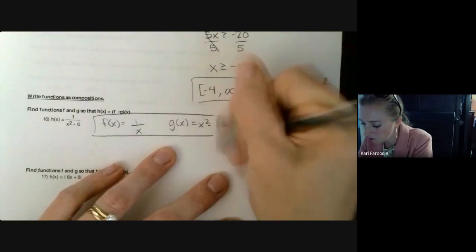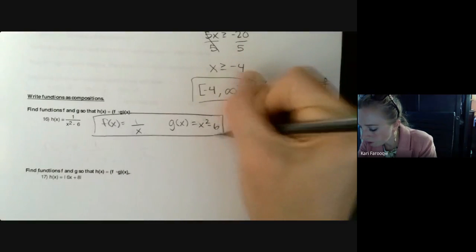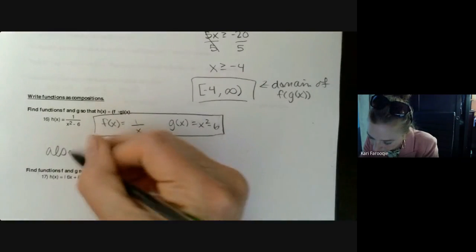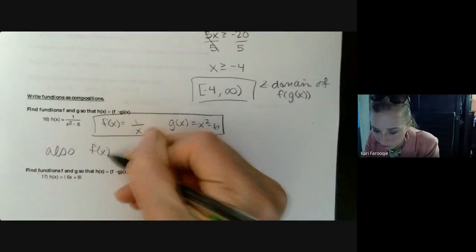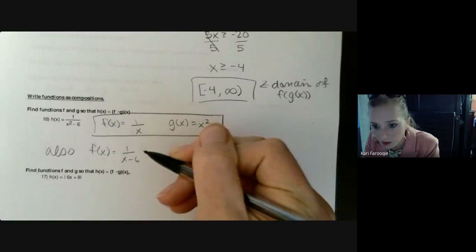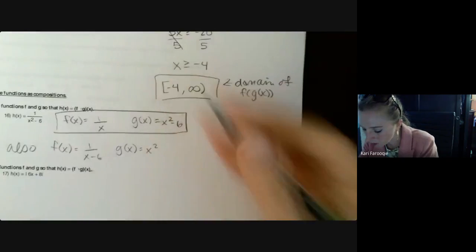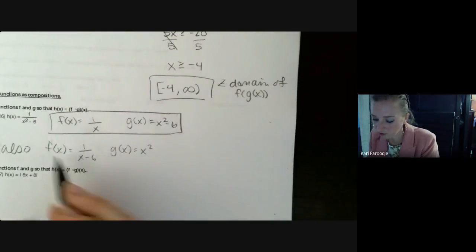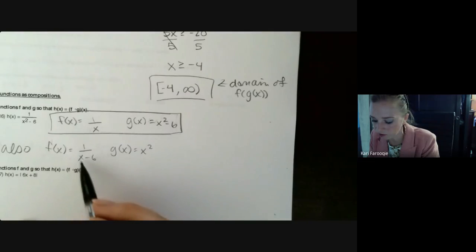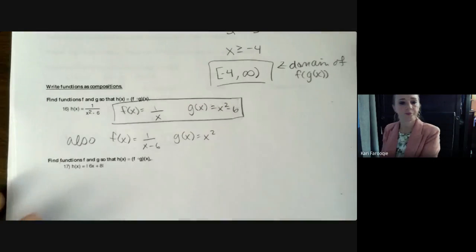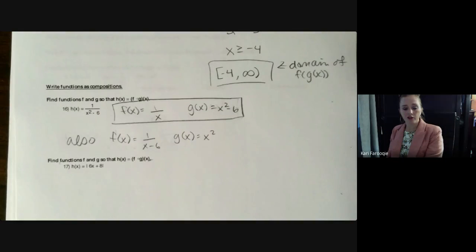Sorry, I chopped off my 6 here. And then I'll write down the one that Beth included. So we'll say also, f of x equals 1 over x minus 6, and g of x equals x squared. And in that case, yes, if you evaluated f of g of x, you would indeed get x squared minus 6. So yeah, that's a good one too. Good. I actually like that we had some different ones here because I want you to see that there are a lot of different ways of setting up these compositions.